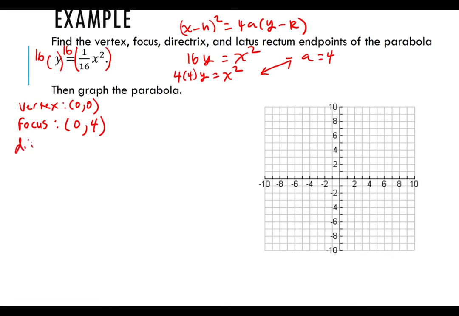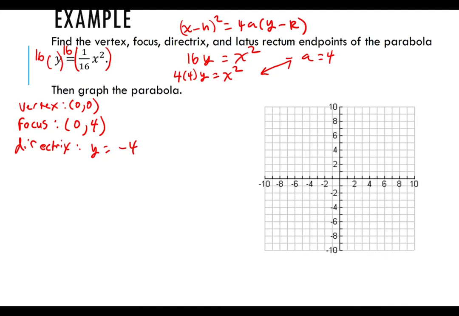Well, the directrix is a line. The directrix is specifically going to be y is equal to the y coordinate of the vertex shifted down by a. So 0 minus 4 is going to be negative 4. And so now I've got the vertex, the focus, and the directrix.